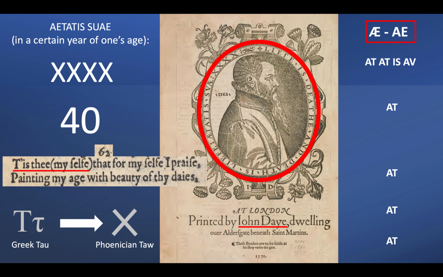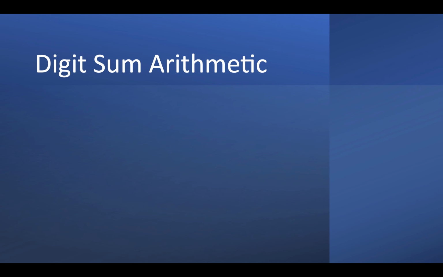T is the last alphabet, first and last. That's really important. We'll come back to that. Now, before we proceed any further, we're just going to remind ourselves what digit sum arithmetic is.